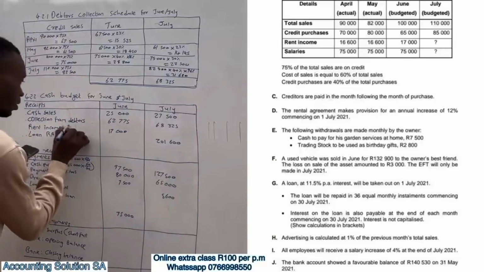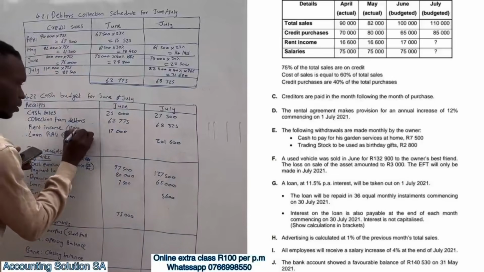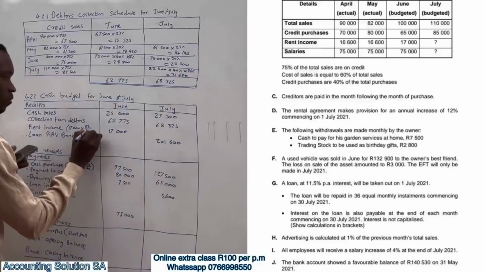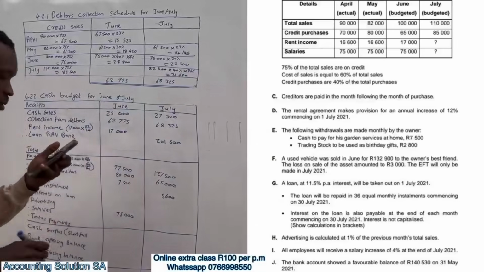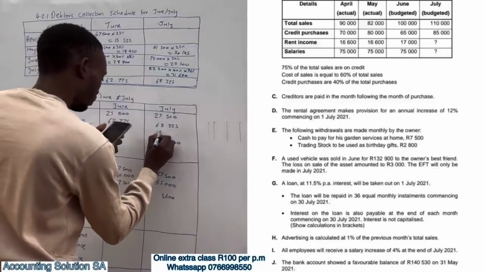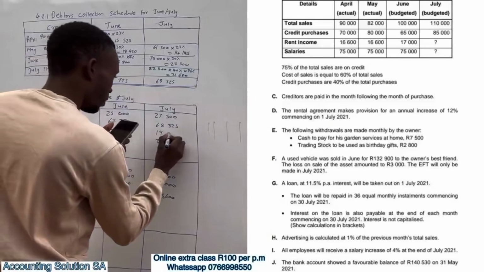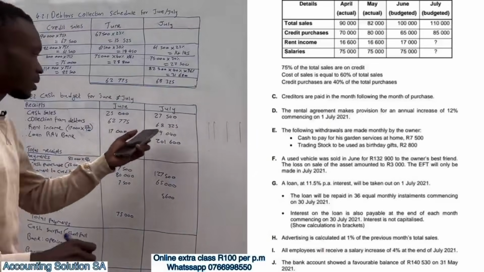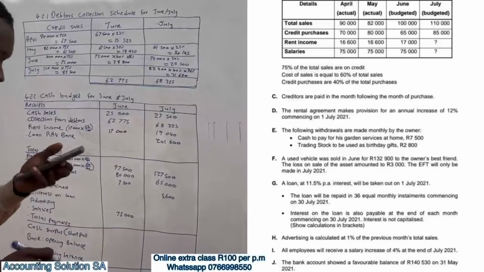Rent, it was 17,000. Now for July it is going to increase, we say 112 over 100 because it's going to increase by 12%. Okay, and it's going to give us 19,040 rand, because it has increased from 17 to 19. Okay, the next one.